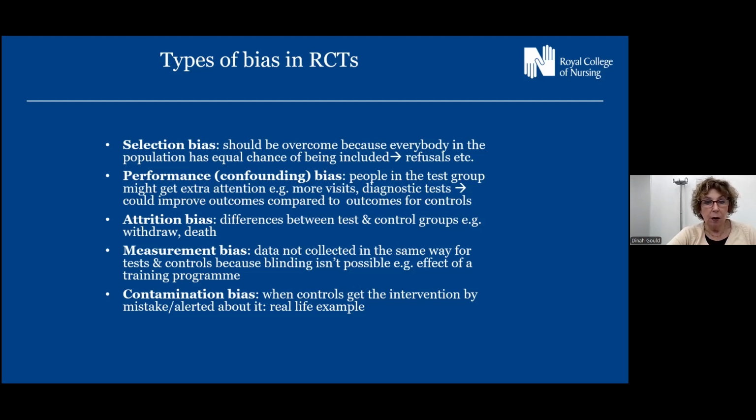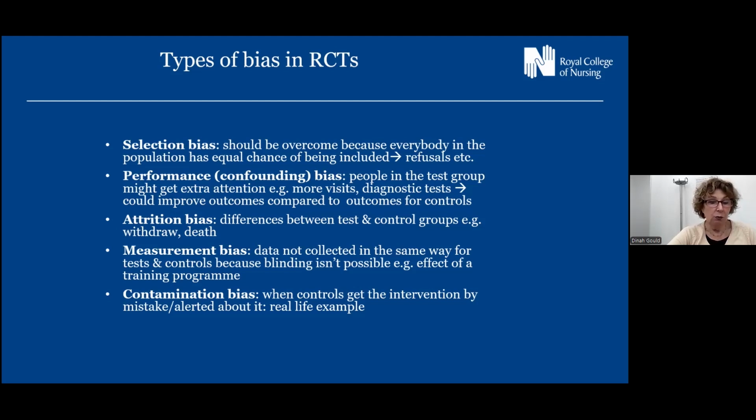Then there's measurement bias. The data might not be collected in the same way. If we were looking at a hand hygiene product and its effectiveness, it would be very important that hand hygiene was audited in the same way. But if you've had anything to do with hand hygiene audits, you know that not all people doing hand hygiene audit do it in the same way, that a lot depends on the person doing it. So that would be an example of a measurement bias.